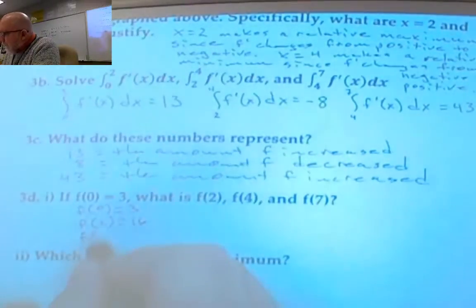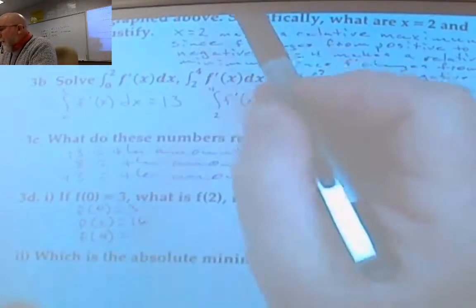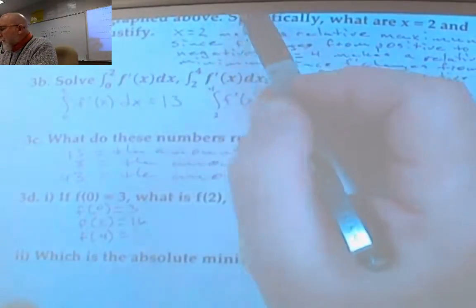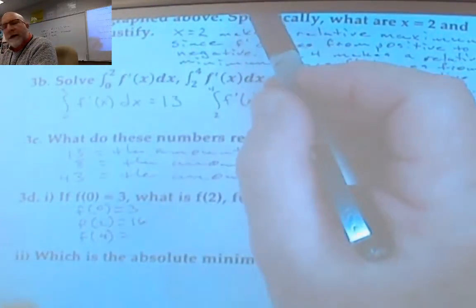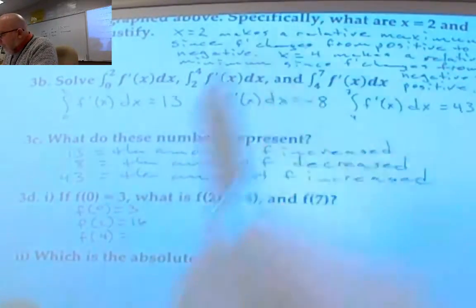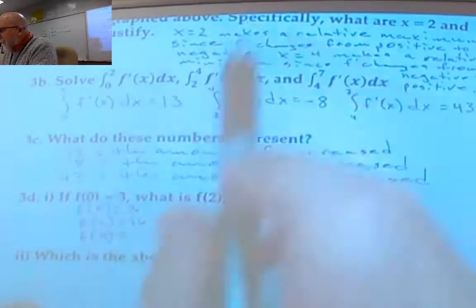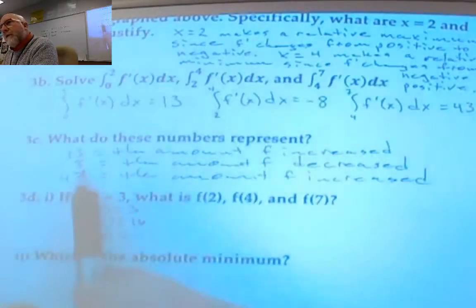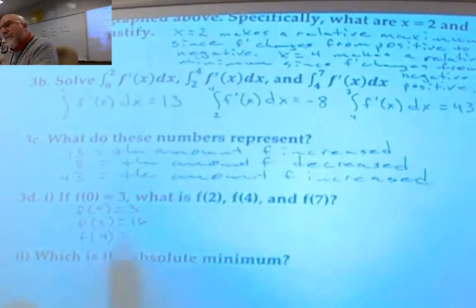Hunter, f of 4. I know that f decreased because Reed said it's underneath the graph, and that means it's negative, so f is decreasing. I know the amount that it decreased because there's a number under here, and it's 8, so it decreased 8. What's f of 4 have to be? 8.